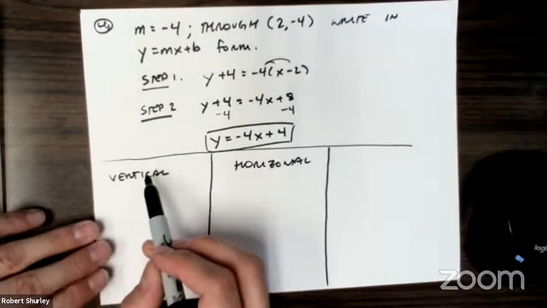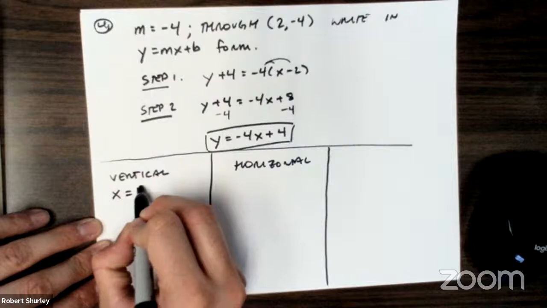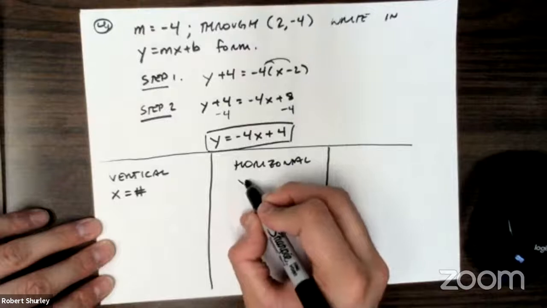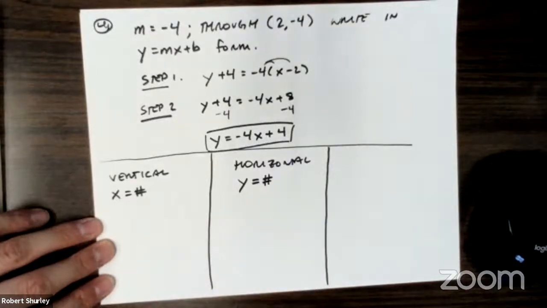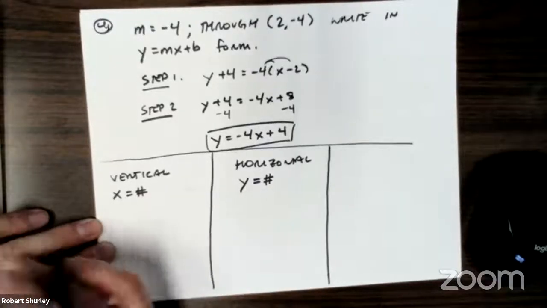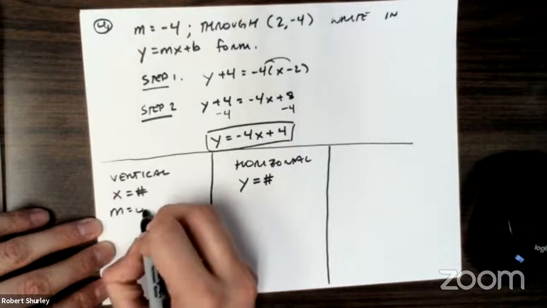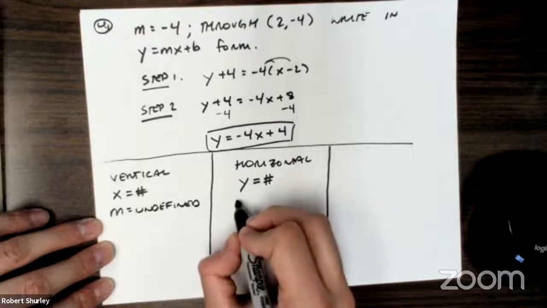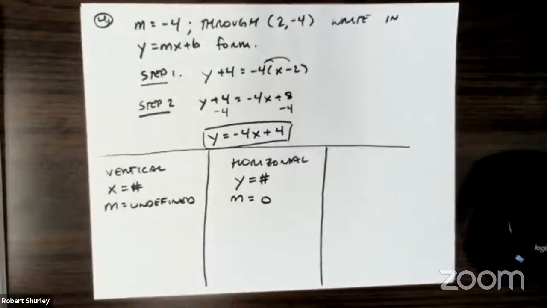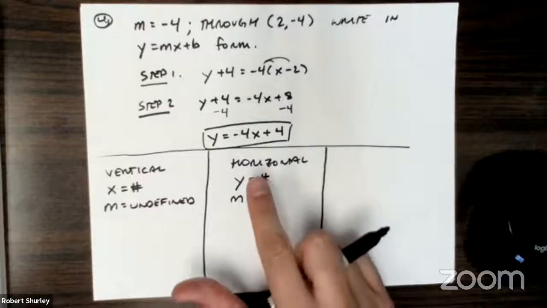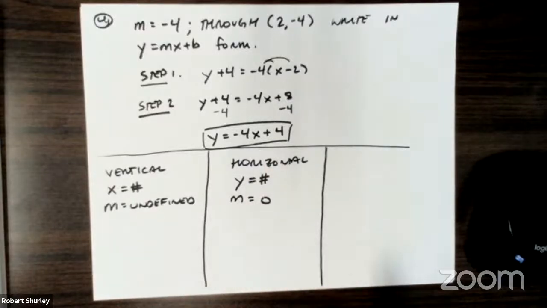First off, vertical lines are always x equals a number. That means horizontal lines are always y equals a number, okay? The slope of vertical lines, remember, was undefined. And the slope of horizontal lines was 0. So vertical lines, x equals a number, and the slope is undefined. Horizontal lines, y equals a number, but m equals 0, okay?